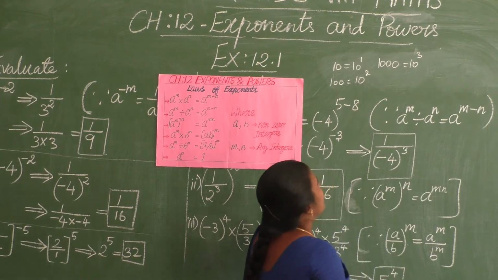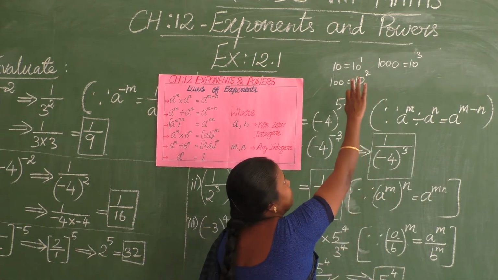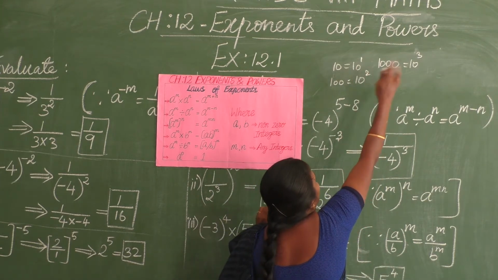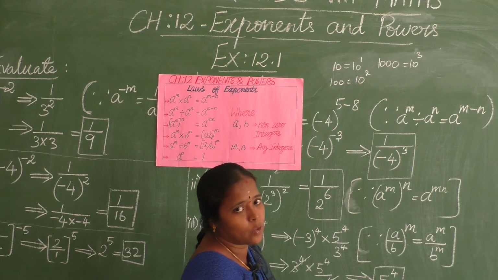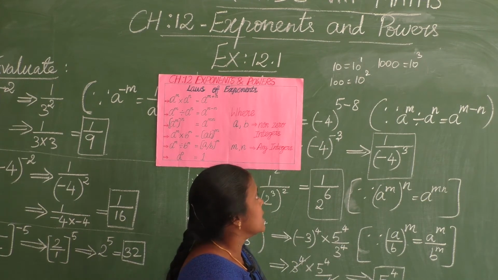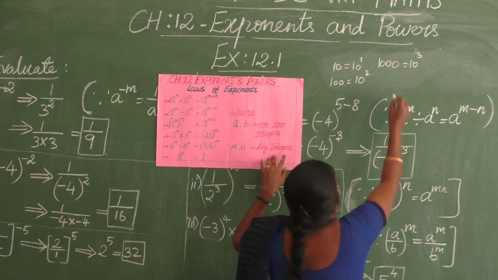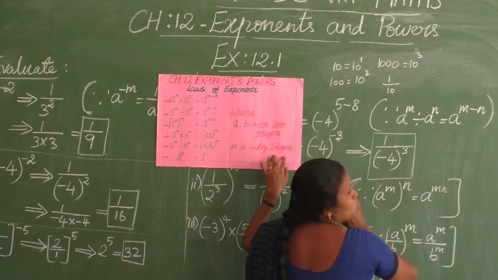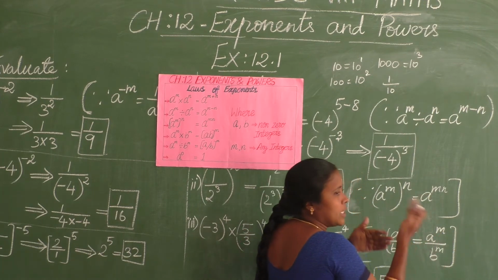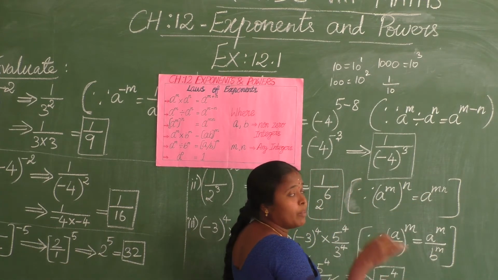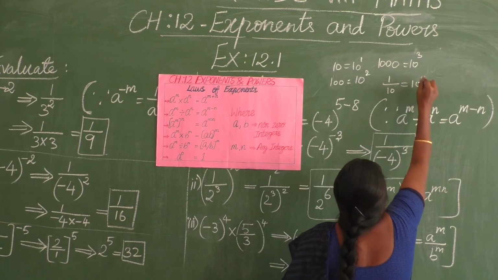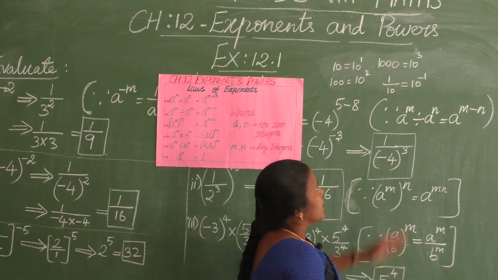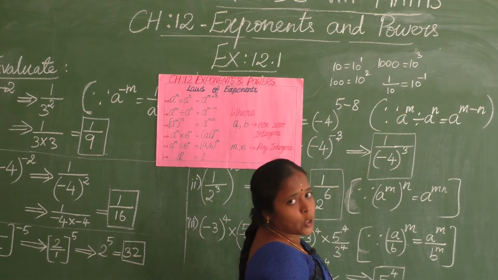Okay, here if you consider the bases are the same, 10, 10, 10, what are their exponents? 1, 2, 3. All are positive exponents. Now, how do negative exponents come? See, 1 by 10 means 10 power positive 1 in the denominator. That has to be taken to the numerator, so how can it be written? 10 power negative 1, 10 power minus 1. Understood? A negative power means a negative exponent.